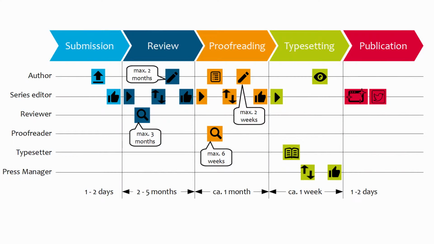First, let us have a look at the general workflow of a book in Language Science Press. It contains 5 major steps: submission, review, proofreading, typesetting, and publication. For the complete description of the workflow, have a look at the screencast, The Workflow of Language Science Press.